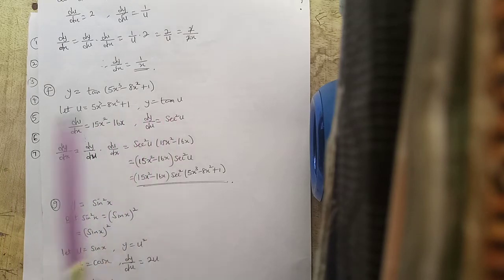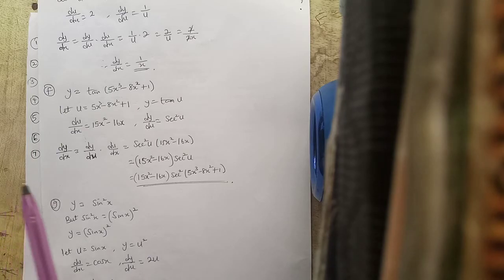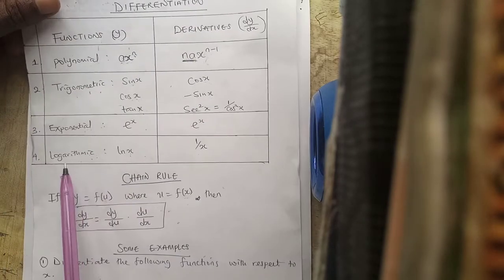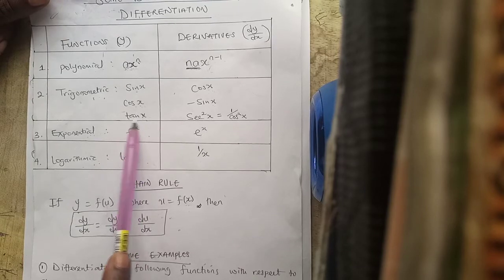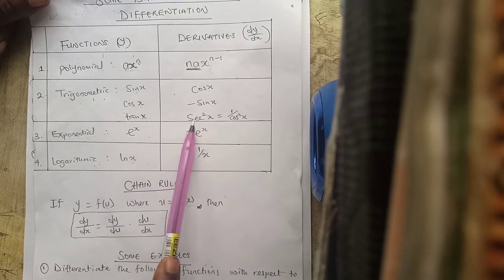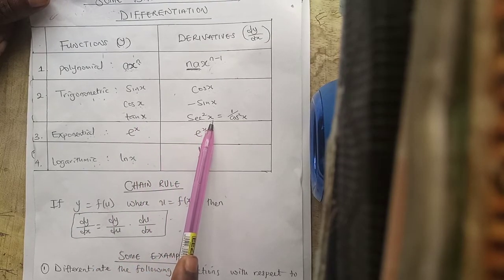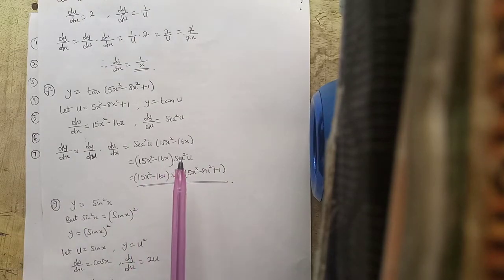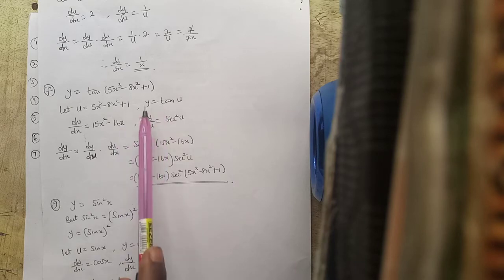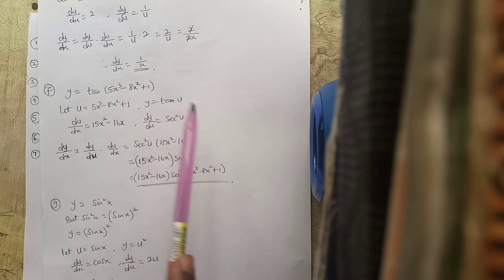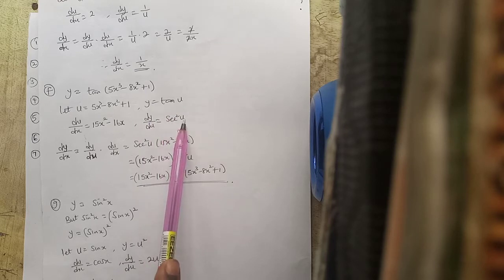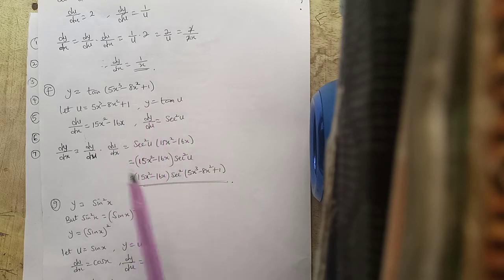Differentiate y with respect to u. Don't forget that our table for differentiation told us that if we have y equals tan x, when we differentiate tan x with respect to x, we are going to have sec squared x. So also, if you look at this question here, we have y equals tan u. So also, if we differentiate tan u with respect to u, we are going to have sec squared u.